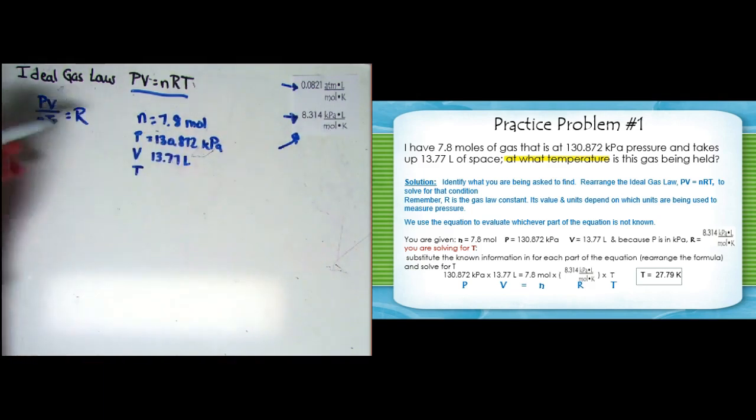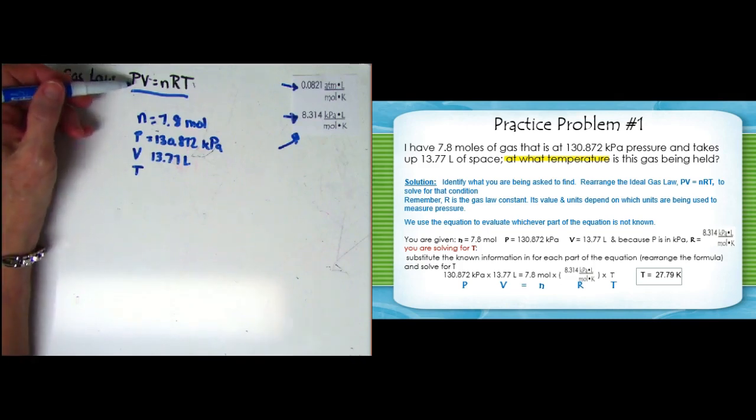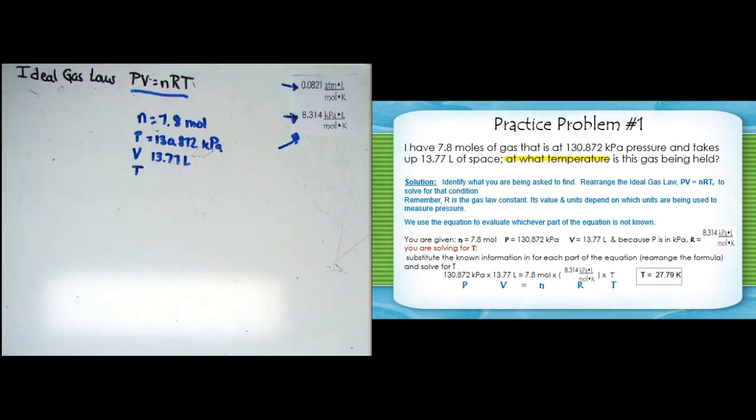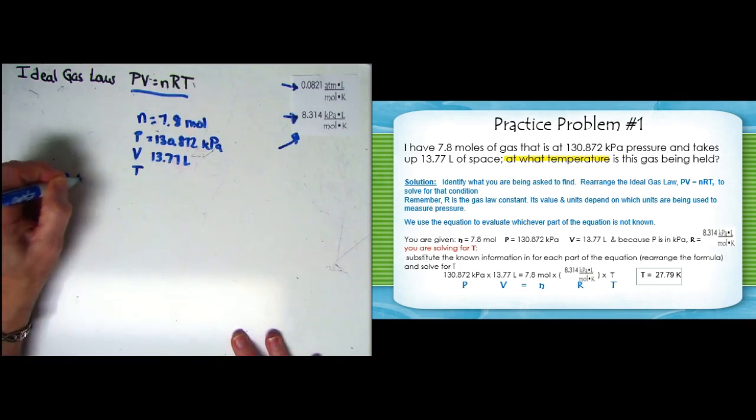We have P, we have V, we have N, we don't have T. Now I don't have to have it set up for R. I can use the equation right here and just put my numbers inside the equation and then solve for the one that's missing. It's the easiest way to work these problems. Don't rearrange anything. Put the numbers straight in. Then you can simplify.